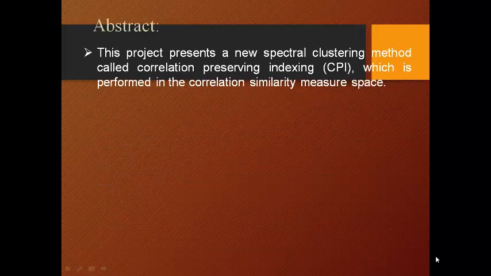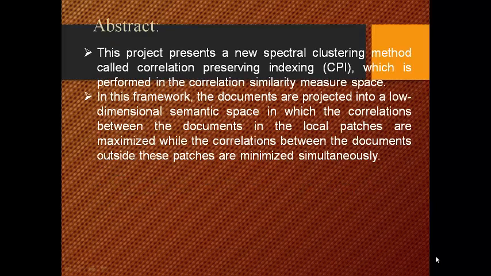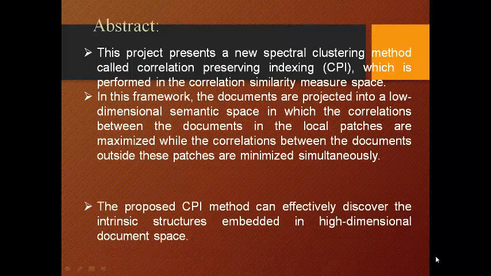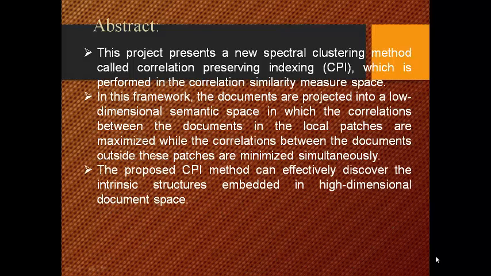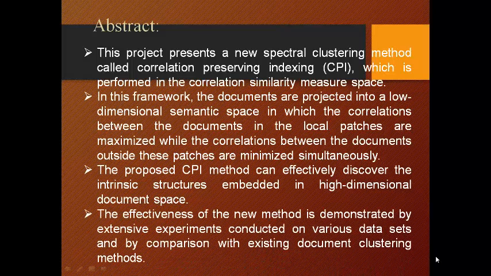Abstract. This project presents a new spectral clustering method called correlation preserving indexing, which is performed in the correlation similarity measure space. In this framework, the documents are projected into a low-dimensional semantic space in which the correlations between the documents in the local patches are maximized, while the correlations between the documents outside these patches are minimized simultaneously. The proposed CPI method can effectively discover the intrinsic structures embedded in high-dimensional document space.